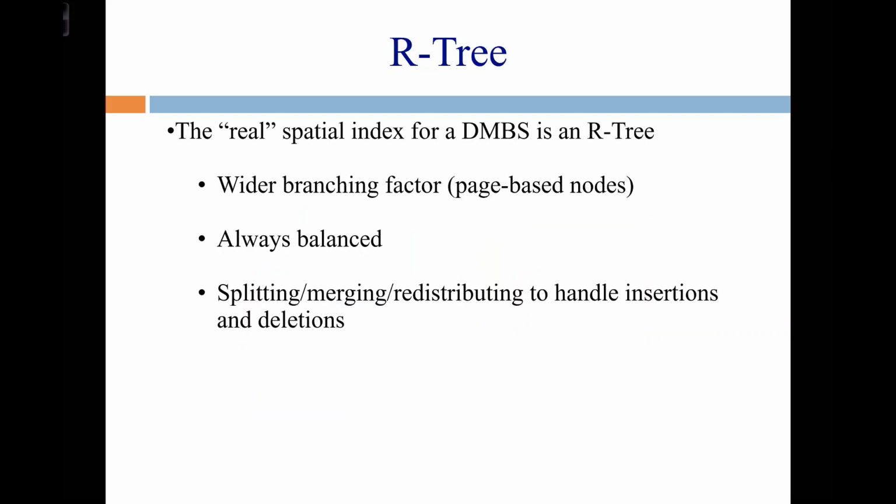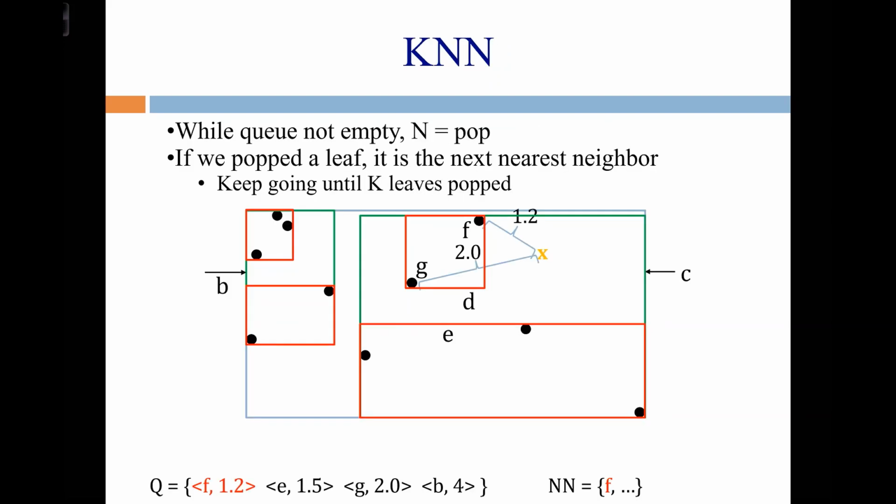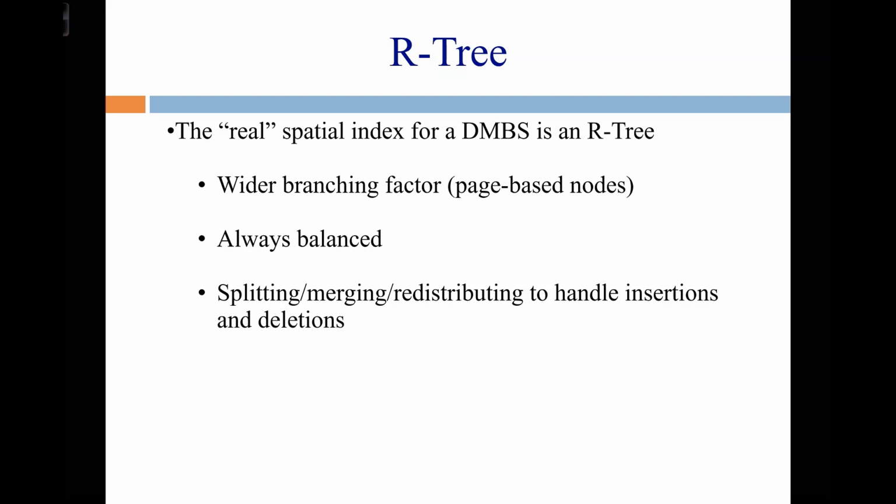Okay, so the real data structure for this, what I showed here, is kind of an R tree. It's called an R tree because it's a rectangle tree. It holds rectangles. It has a much wider branching factor to deal with page access better. And it's always balanced, even though it can handle arbitrary insertions and deletions.